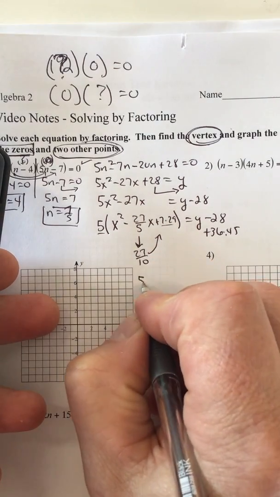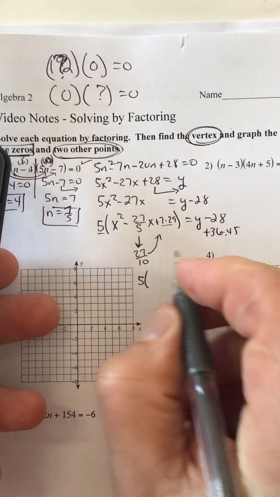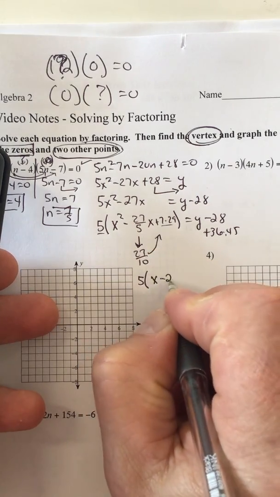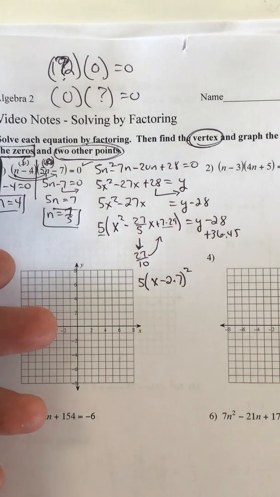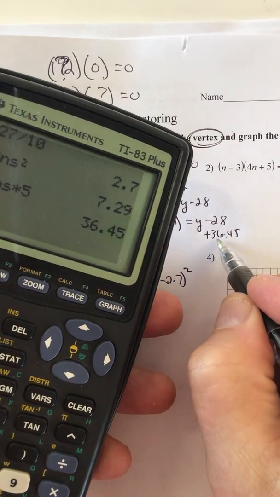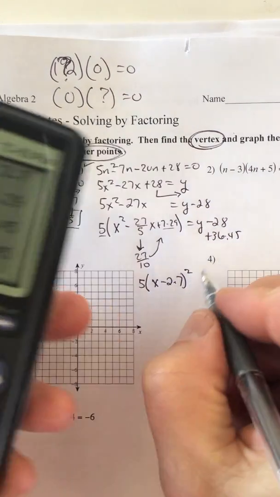Okay, so what that does is it makes that 5 out there. And remember, this 27/10 is the factor part, so it's x minus 2.7 all squared. That's the 27/10. And then over here I need 36.45. I'll subtract the 28 is 8.45.